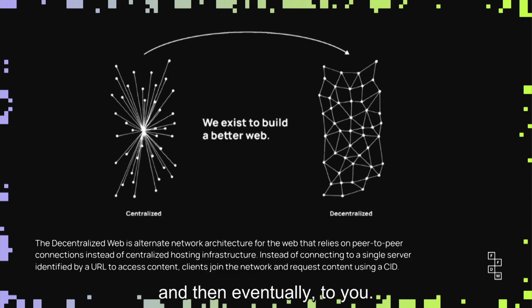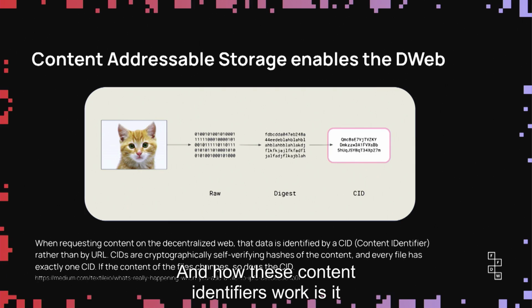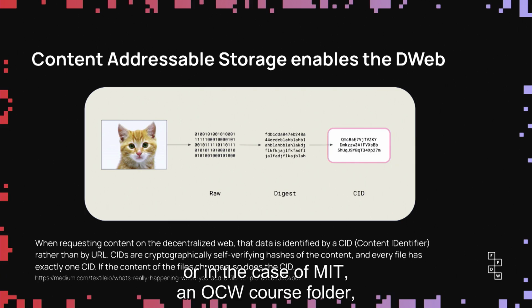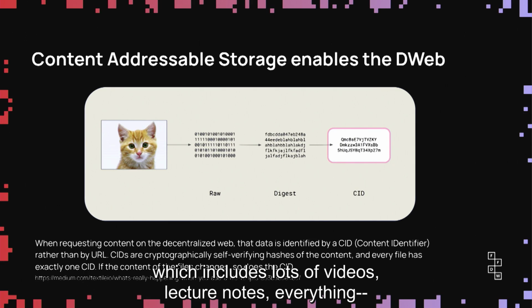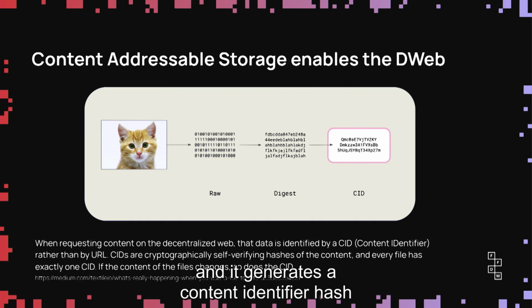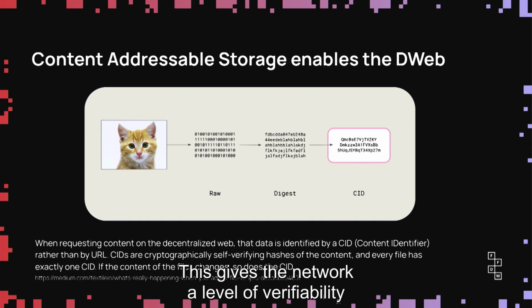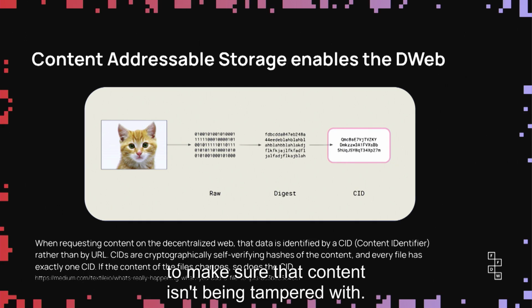And how these content identifiers work is it takes a piece of content like a cat picture, or in the case of MIT, an OCW course folder, which includes lots of videos, lecture notes, everything. And it generates a content identifier hash, which is unique to that piece of content. If anything in it changes, that content identifier is going to change. This gives the network a level of verifiability to make sure that content isn't being tampered with.